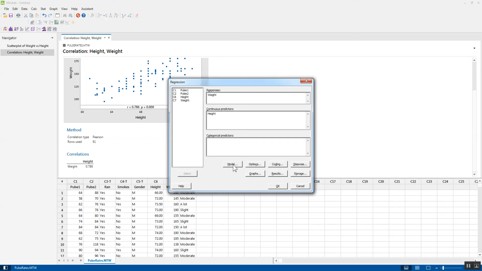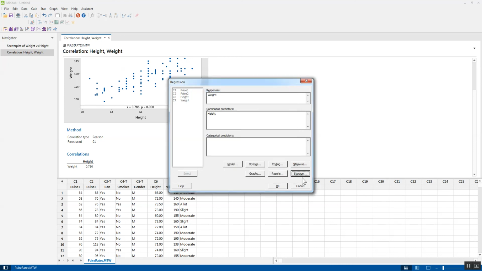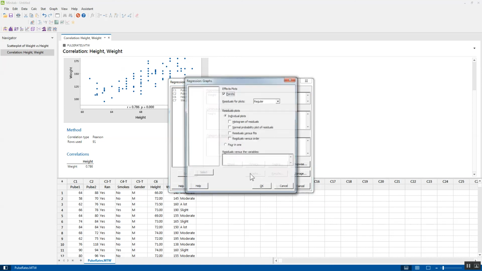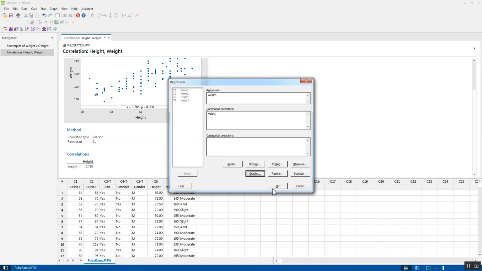I put height in as my continuous predictor. I want to be storing residuals. Remember, when I'm wanting more diagnostics on the residuals, I want one of these 4-in-1 graphs that's going to give me lots of diagnostics on the residuals, which I'll talk you through.